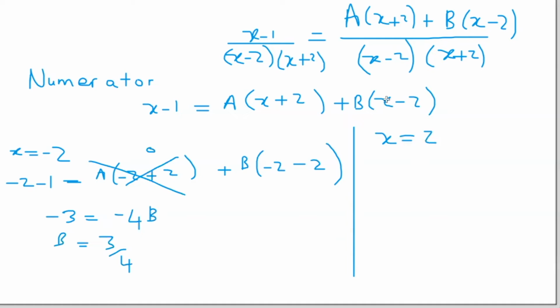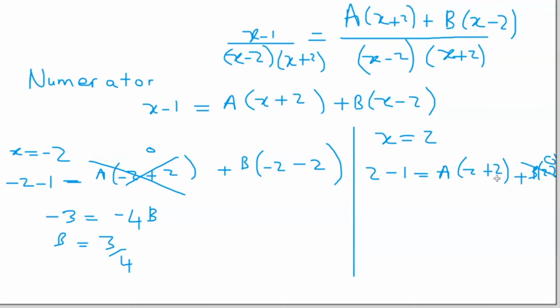Now next, I'm going to replace x with 2 so that I can find out what A is, because 0 will be in that position. So replacing x with 2, I will have 2 minus 1 is equal to A times (2 plus 2) plus B times (2 minus 2). So we substitute values to eliminate.